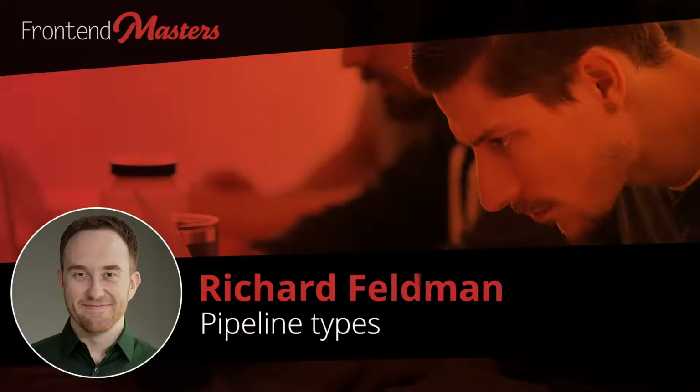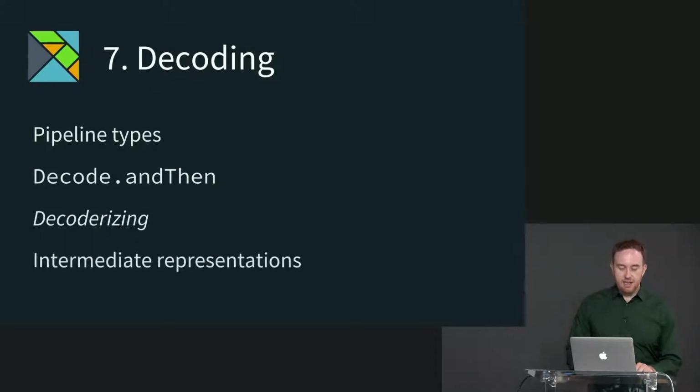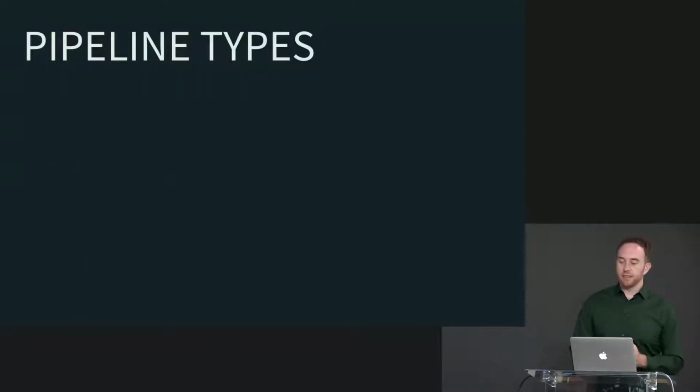So we'll talk about a few things here. First, we're going to talk about pipeline types. We're going to talk about decode.andThen, and then decoderizing, which is a term I made up, and finally, intermediate representations. Okay, let's start with pipeline types.